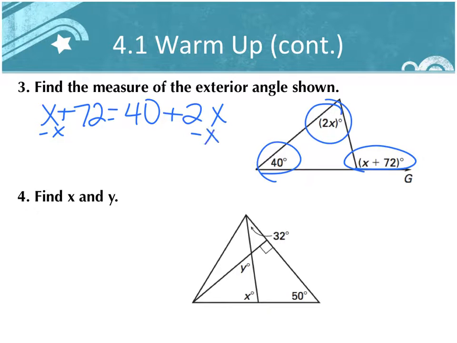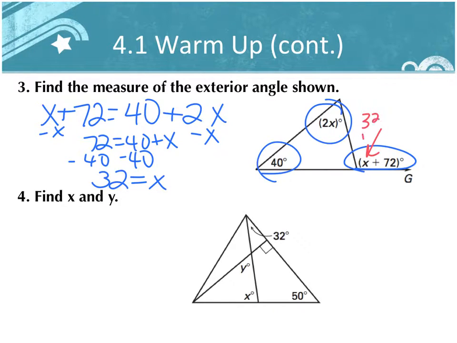Subtract the x. 72 equals 40 plus x. Subtract the 40. 32 equals x. But it doesn't ask for the measure of the x, right? It asks for the measure of the angle. So I'm going to take and plug that in. 32 plus 72, which is 104.